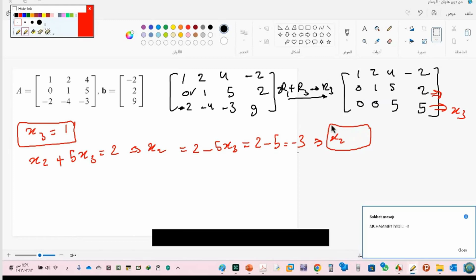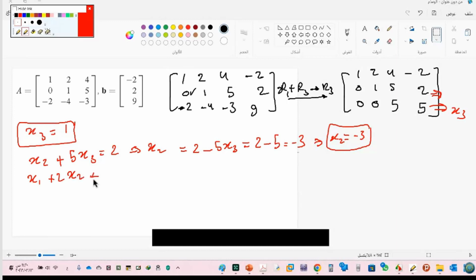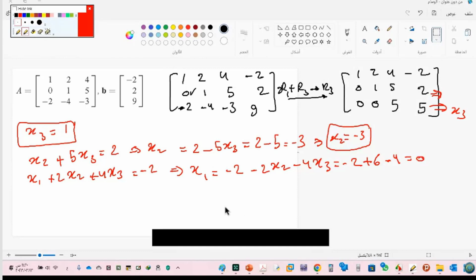I cannot repeat, because I solved it before, in the recorded video. Now we have x1 plus 2x2 plus 4x3 equals minus 2. That means x1 equals minus 2 minus 2x2 minus 4x3. It is equal to minus 2, minus 2 times x2, and minus 4 times x3, which gives 0. Correct?